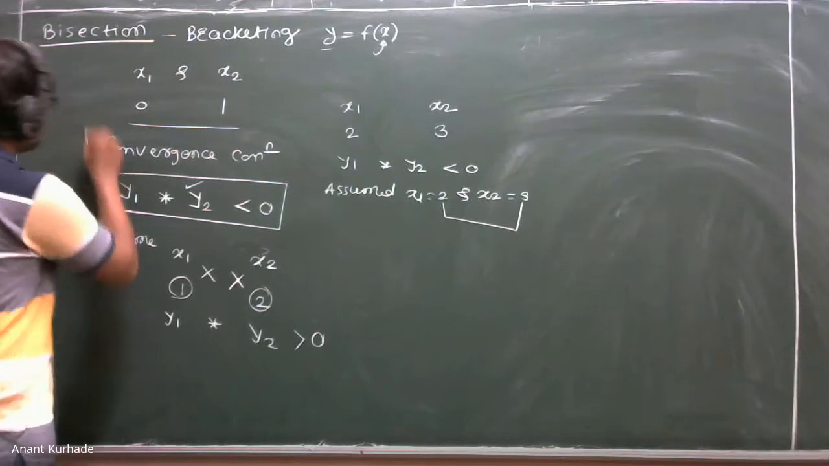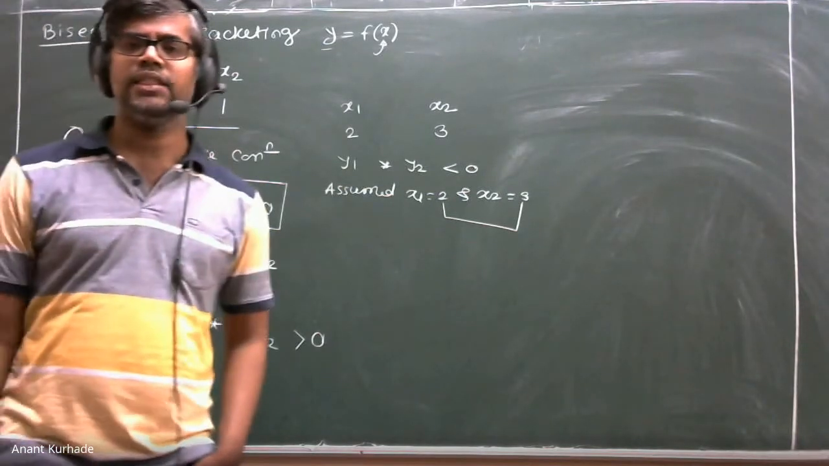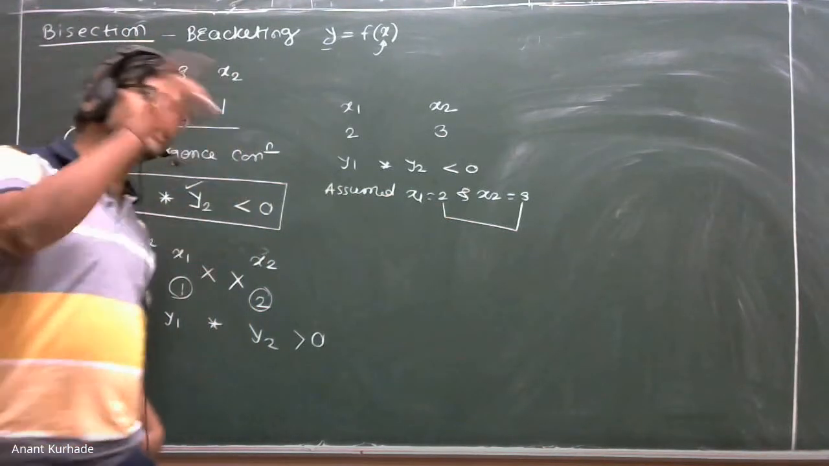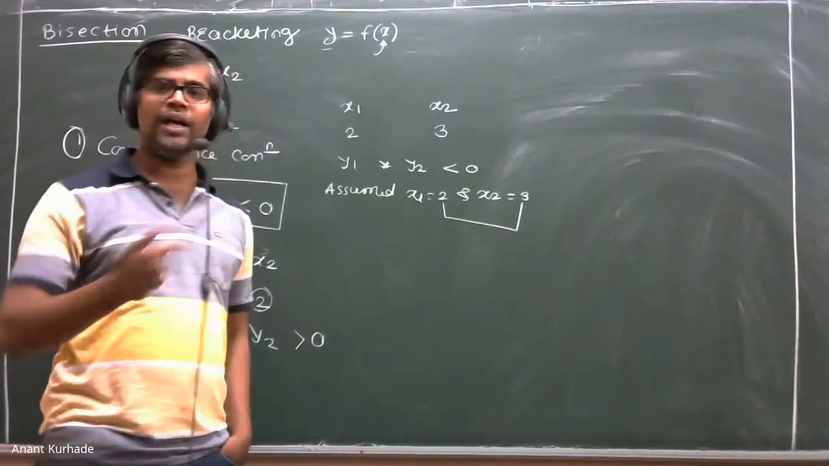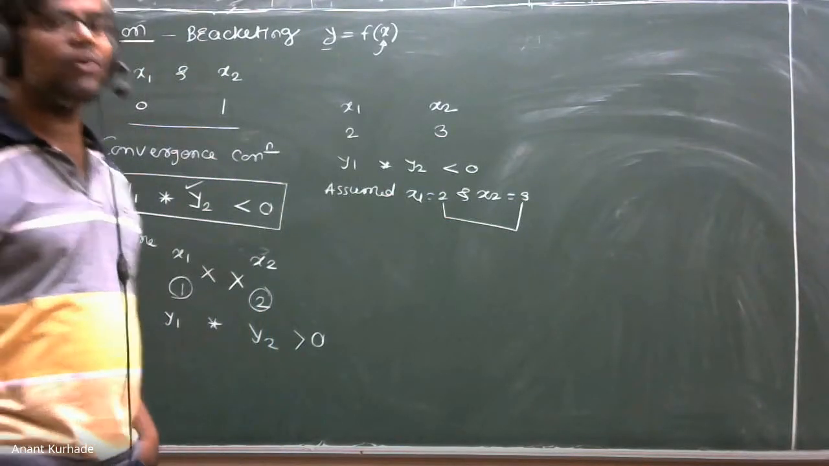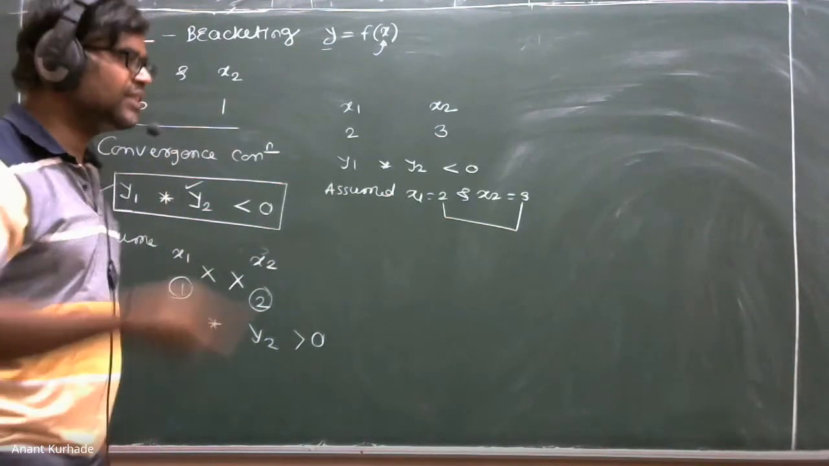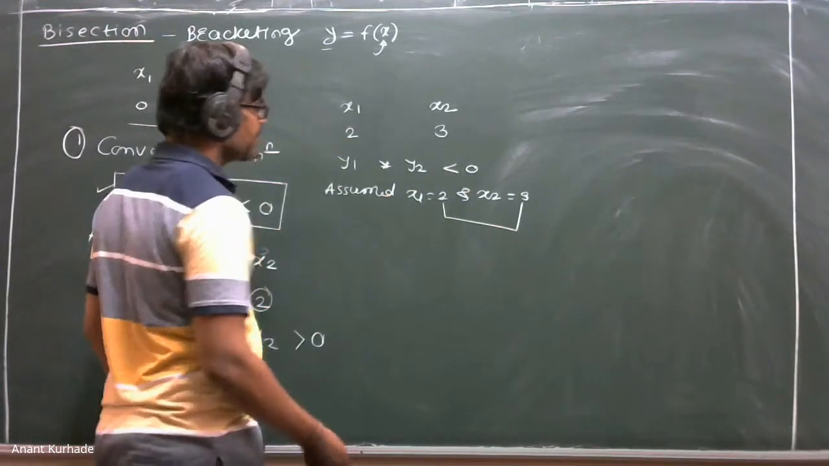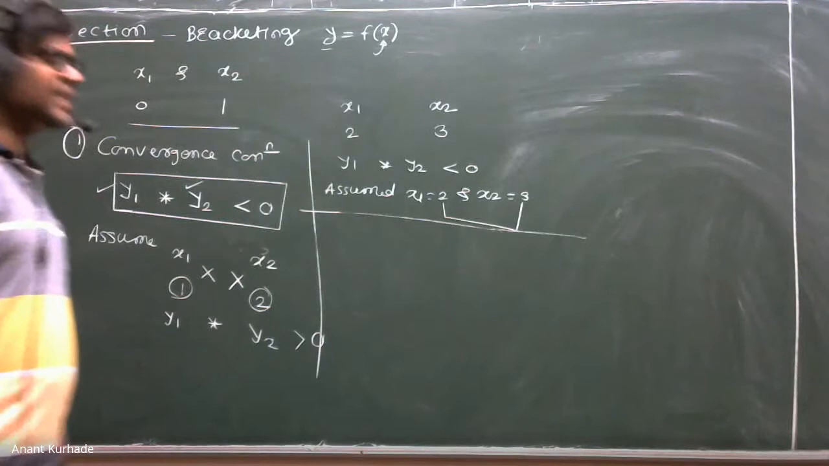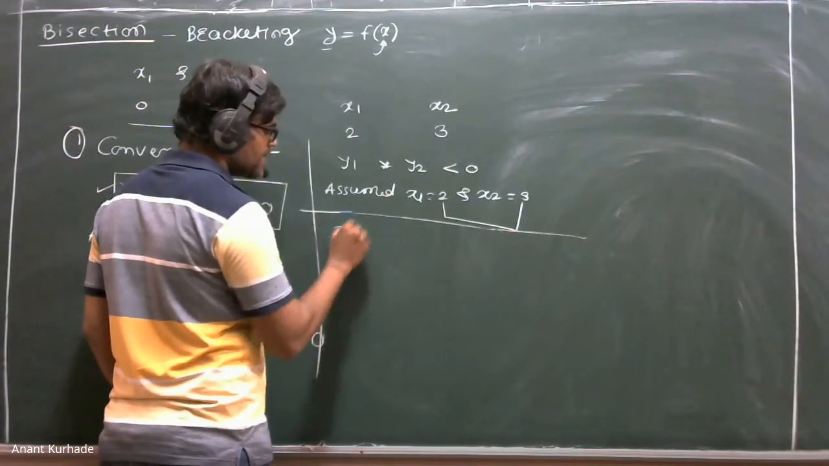For this bisection method, remember this first formula, the convergence condition: y1 into y2 must be less than 0. That means y1 and y2 have opposite signs. We have to deal with sign in this case. We don't require the values of y1 and y2. Once we say yes, the initial guesses are correct, then we can go for the first iteration.